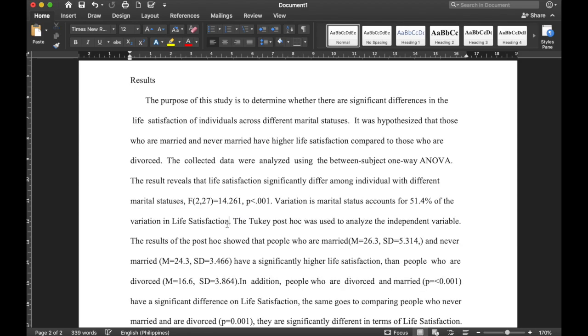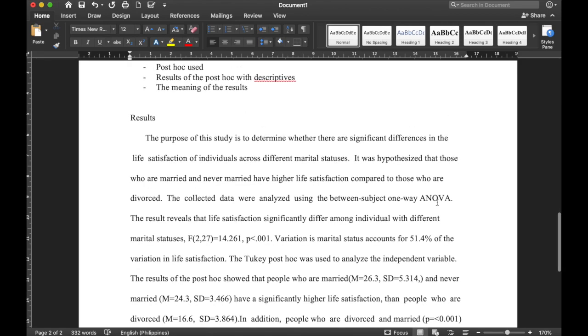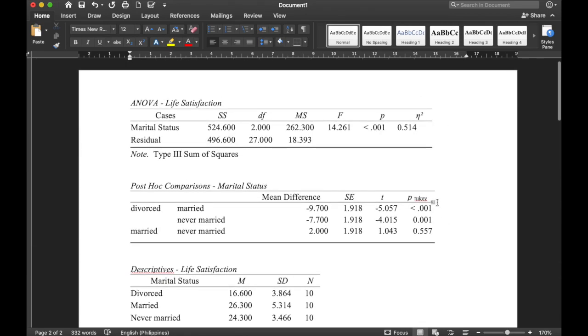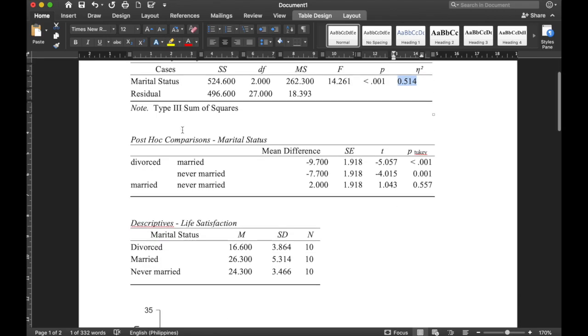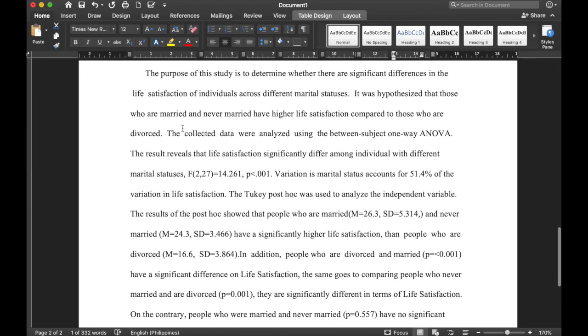Okay, life satisfaction is not a proper noun, so we should not capitalize the first letter. Where did we get the 51.4%? It is here in our output. So our eta squared, which is 0.514, translates into 51.4% of the variance in our outcome variable, life satisfaction, is accounted for by the variation in marital status.